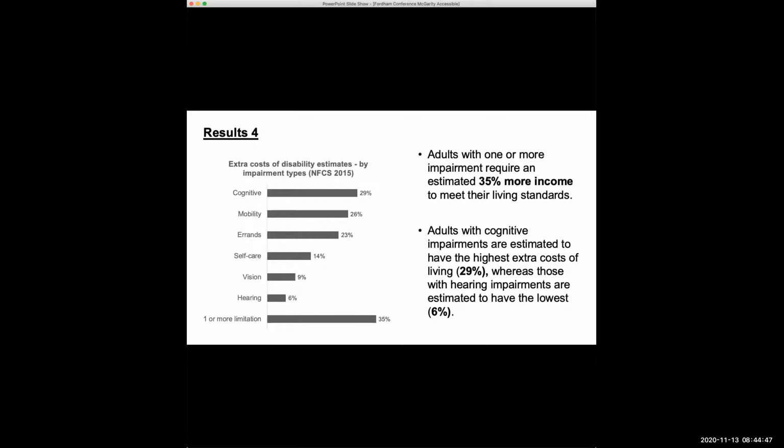Next, we examined the extra cost by disability type. We did this by using data from the 2015 National Financial Capability Study, which had the six impairment types. What we found was that adults with one or more impairments required an estimated additional 35% income to meet their living standards. This is important because it captures people with a disability who might also be working, whereas the other data sets we looked at only captured individuals with a work disability. A couple of other interesting results were that adults with cognitive impairments were found to have the highest extra cost at 29%, while individuals with hearing impairments had the lowest extra cost at 6%.